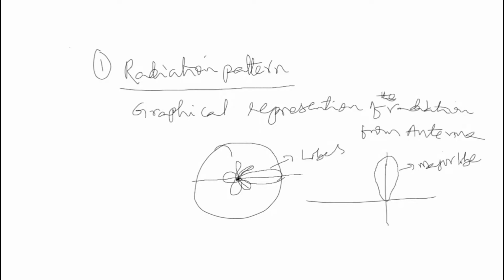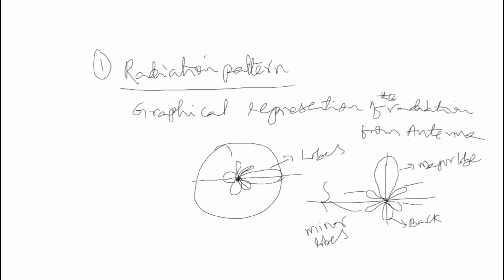Next, these are the lobes known as what? Minor lobes. In this direction radiation is less. So these two are nothing but minor lobes. And in this direction also there is a little bit of radiation. So this is known as back lobe.